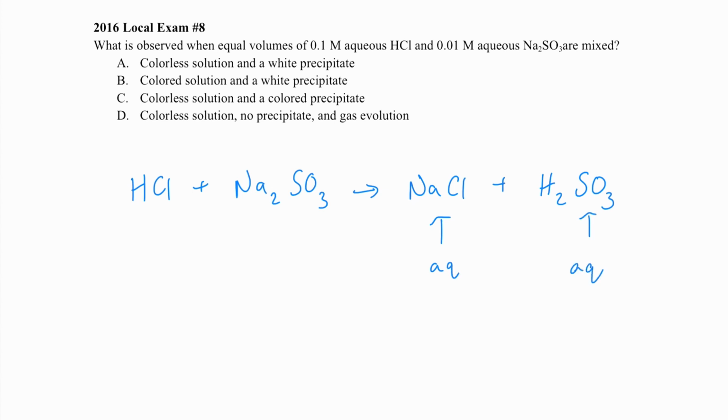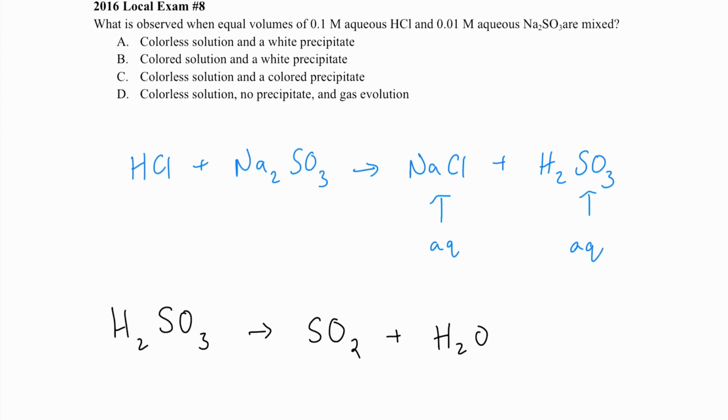But remember, H2SO3 was one of our intermediates. H2SO3 is a really weak acid, and it doesn't like being in this state. Instead, it wants to break down. So what happens is that it almost instantly breaks down into SO2 and H2O. SO2 is a gas and H2O is a liquid. So the final reaction produces a gas.